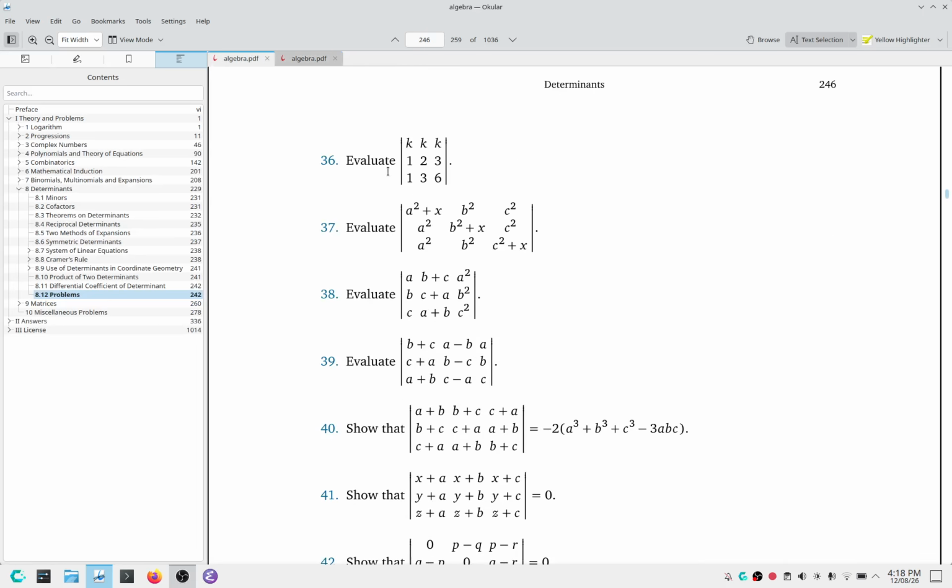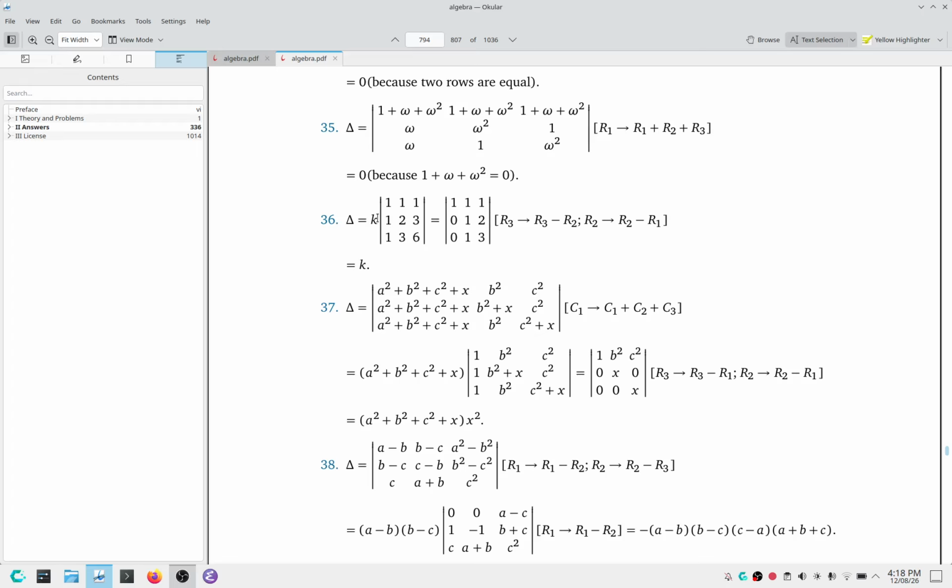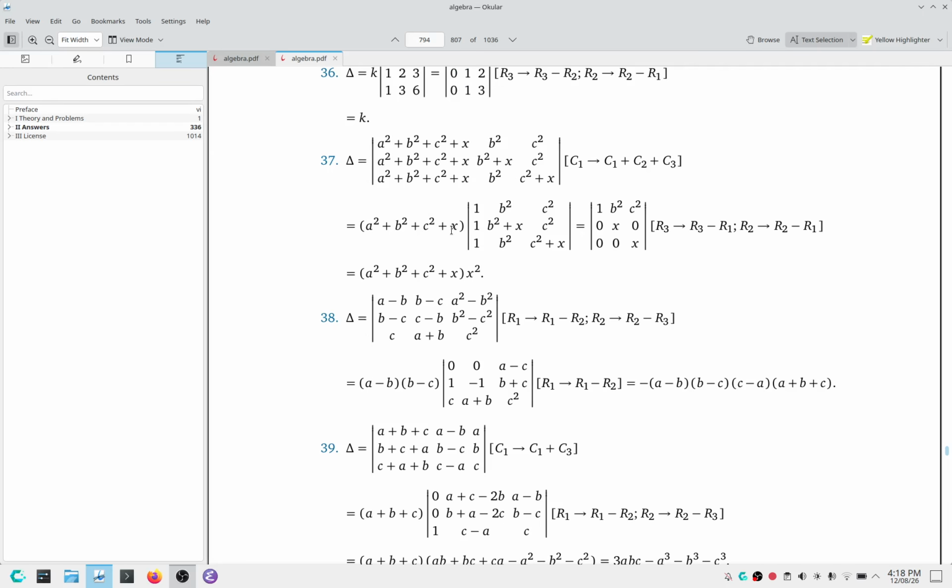Question 36 says evaluate k times the determinant with rows 1, 2, 3; 1, 3, 6. So we take out one common, and then we are left with 1, 1, 1; 1, 2, 3; 1, 3, 6. We do R3 is equal to R3 minus R2, and R2 is equal to R2 minus R1. So we have got two zeros here, and 1, 3 here, and 1, 2 here. Once we have done that, we can expand along the first column. We will get 3 minus 2, 1, that is equal to k.